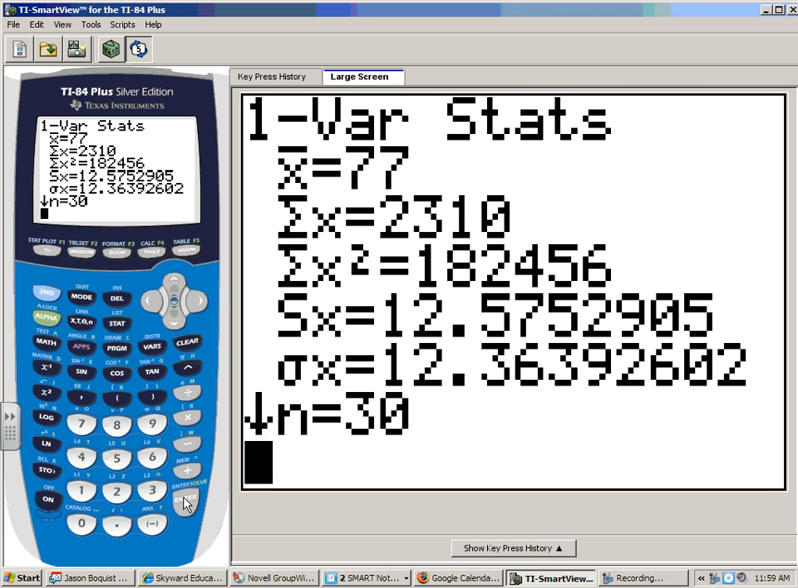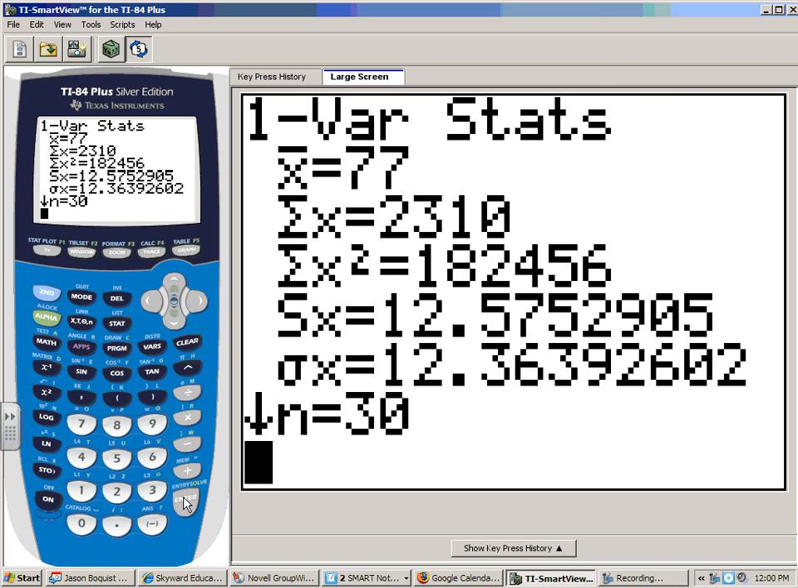And now, which of these down here? We seem to have two standard deviations. We have this big S in front of the X, which is 12.575, blah, blah, blah. And then sigma X, which is 12.36. Which one is the one that we're going to be looking at? They're both standard deviation. One is of a sample, and one is of the population. Yeah, we want the sample. Which one's the sample? Small. Yeah, with the big S is sample.